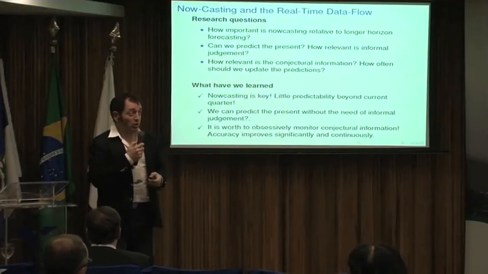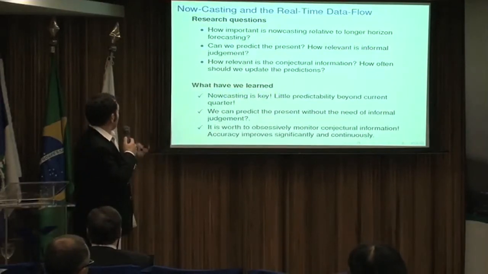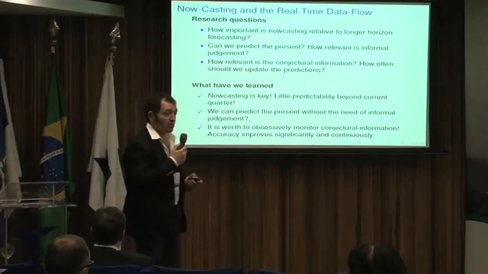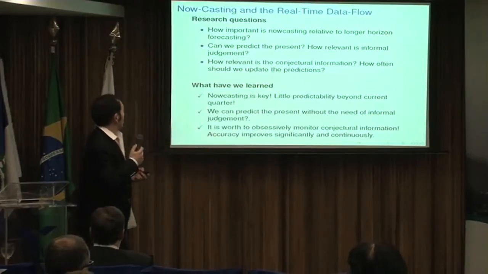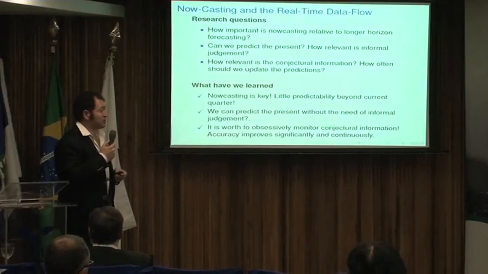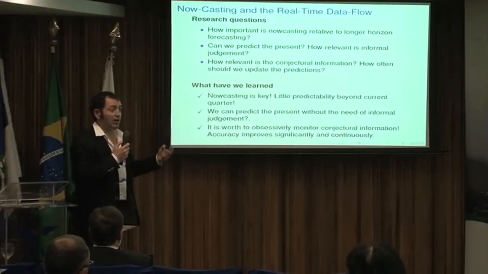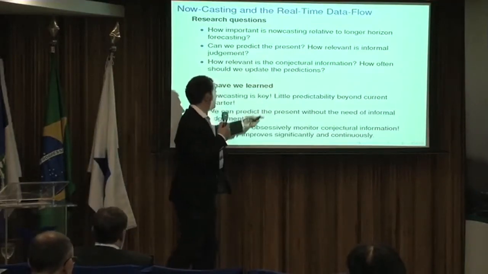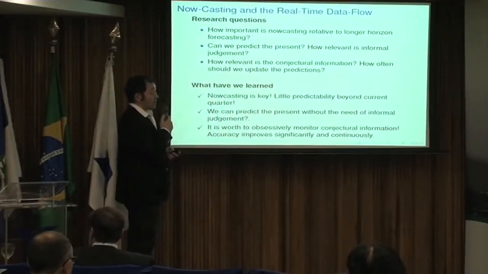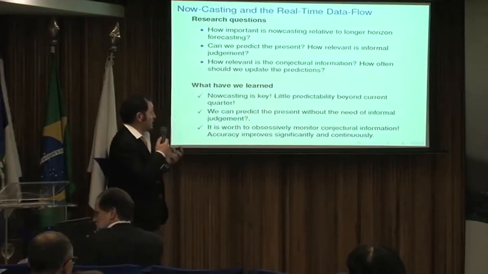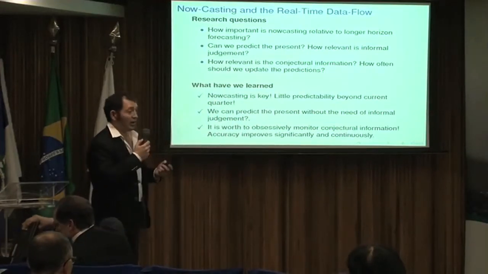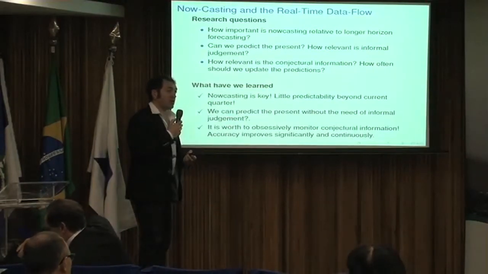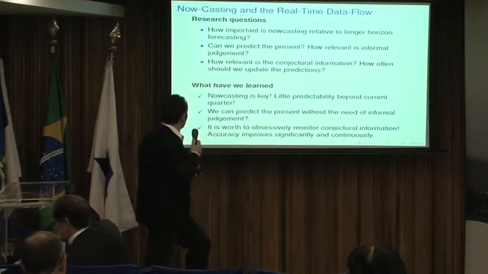Okay, so let me conclude by saying, these were the questions I was trying to answer. How important is nowcasting relative to longer horizon forecasts? So nowcasting is key. I hope I convinced you about that. There is little predictability beyond the current quarter. The second question was, can we predict the present? And how relevant is informal judgment? We can predict the present, and there is no need for informal judgment.